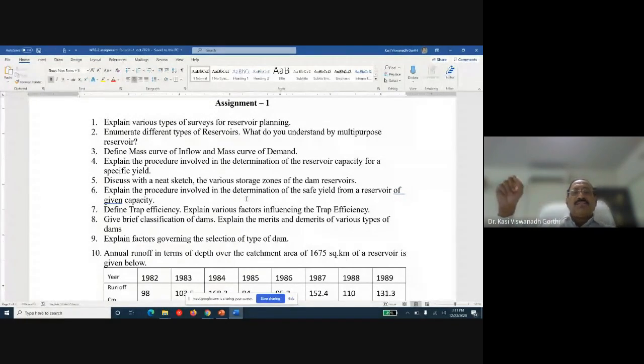At the peak points of the mass curve of inflow, draw a line. So you will get a vertical intercept. The maximum of all these vertical intercepts will give you the capacity of the reservoir.